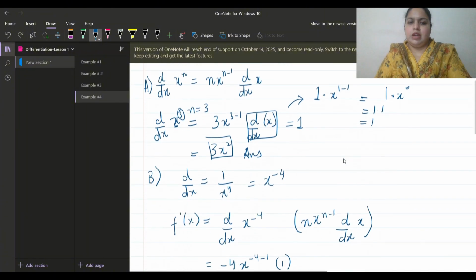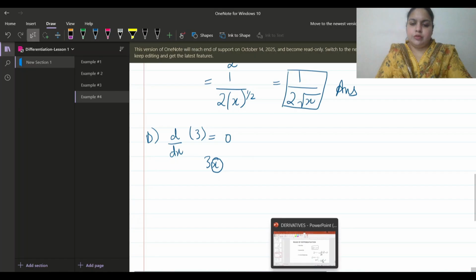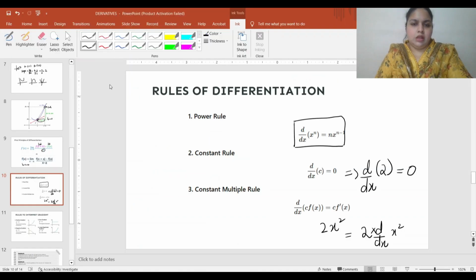Now let's come on to our last one, 3. If I want to differentiate a constant number, as I told you before, whenever you are differentiating any constant number, the answer is always 0. But if there is any variable with it, you need to apply the power rule on it. Okay, so this was all about the basic rules of differentiation.